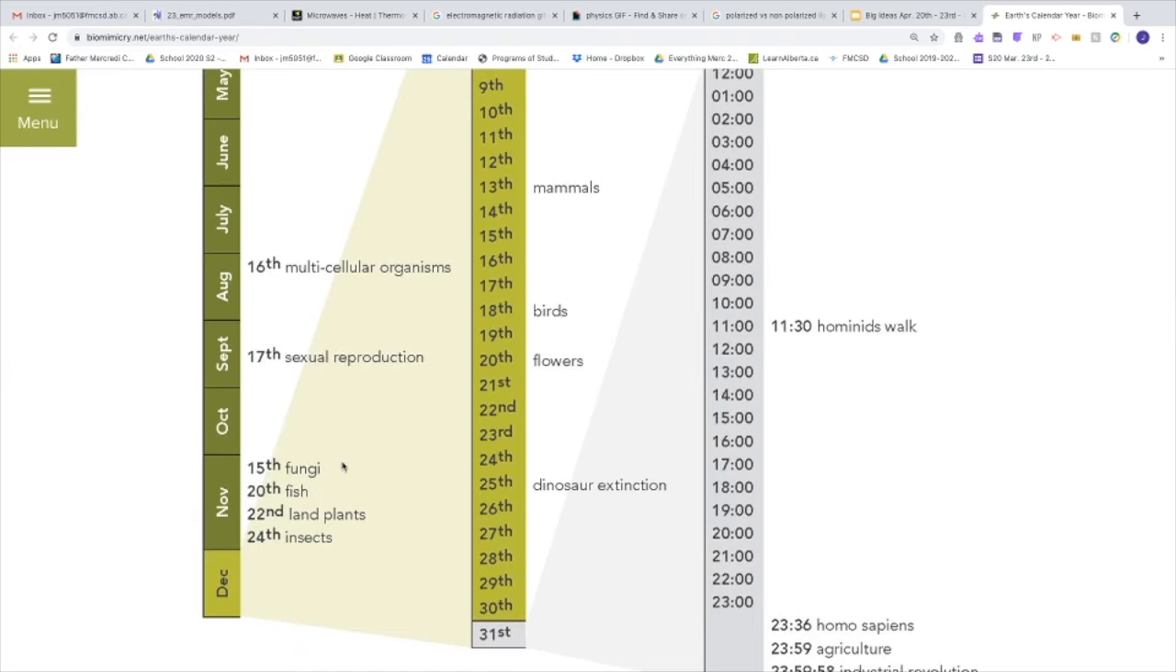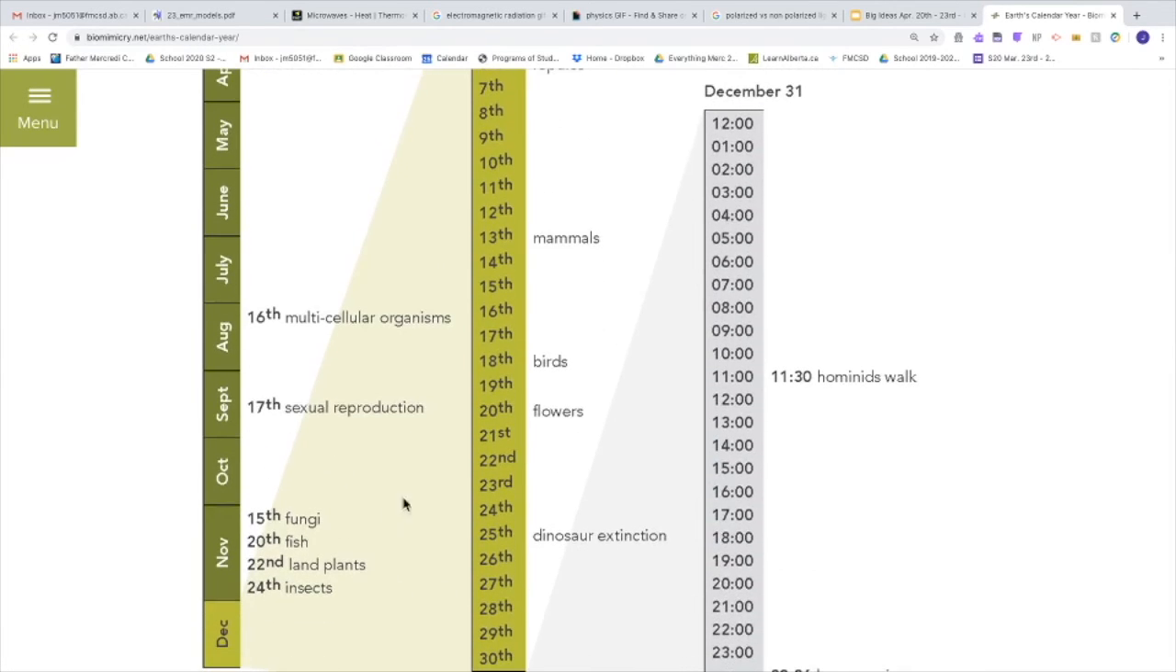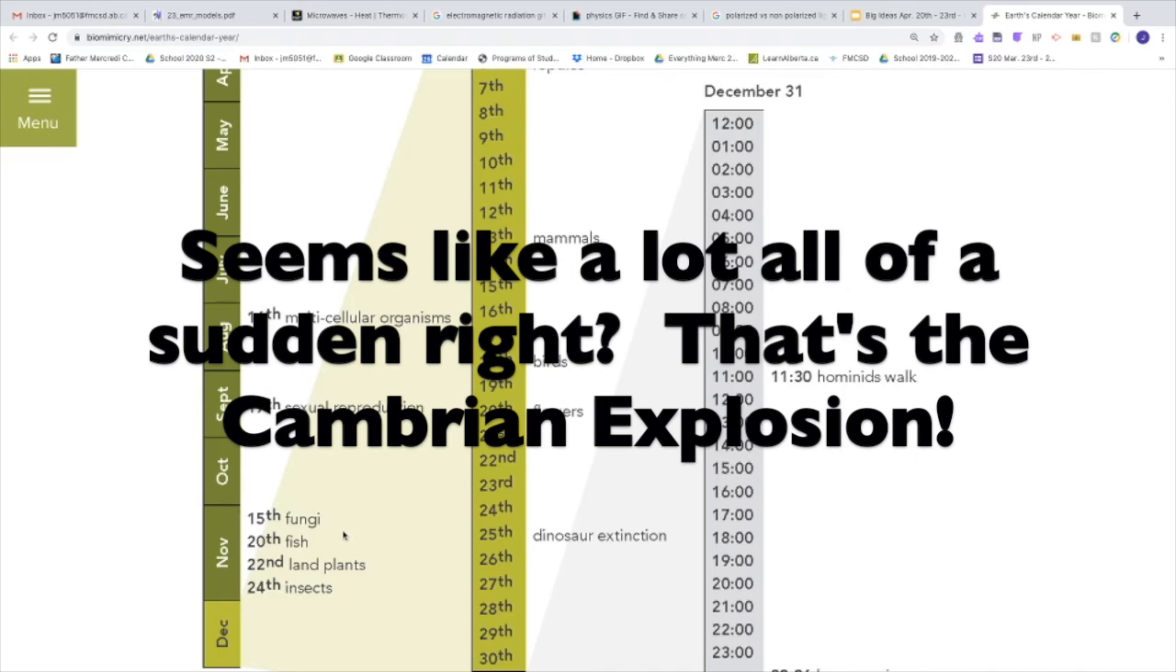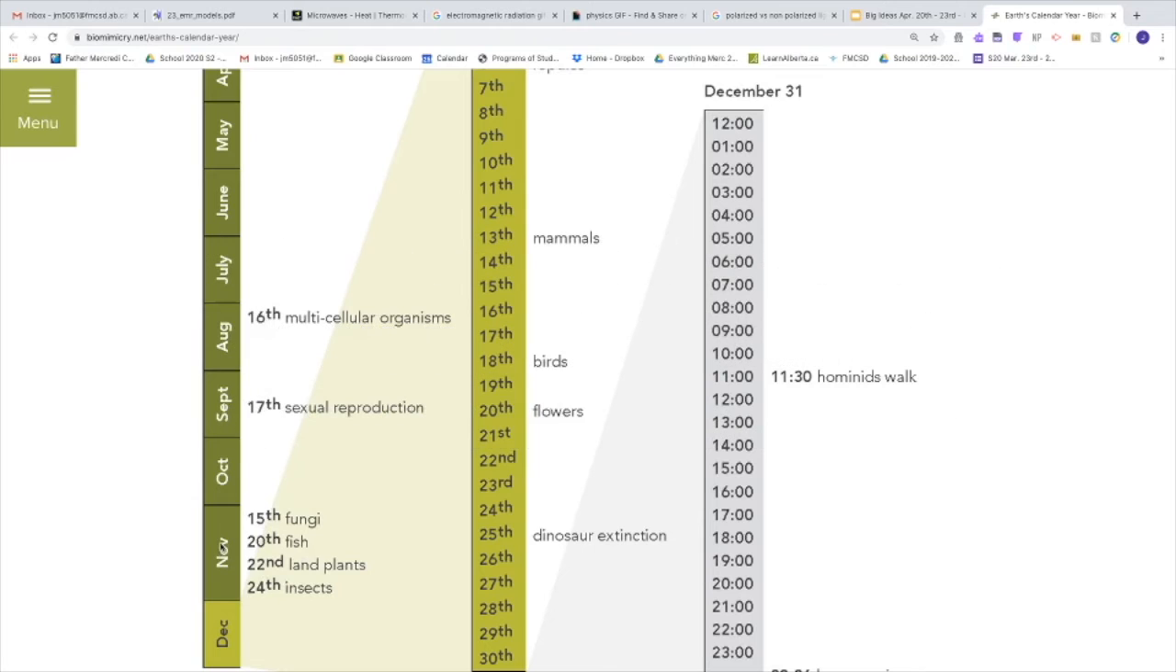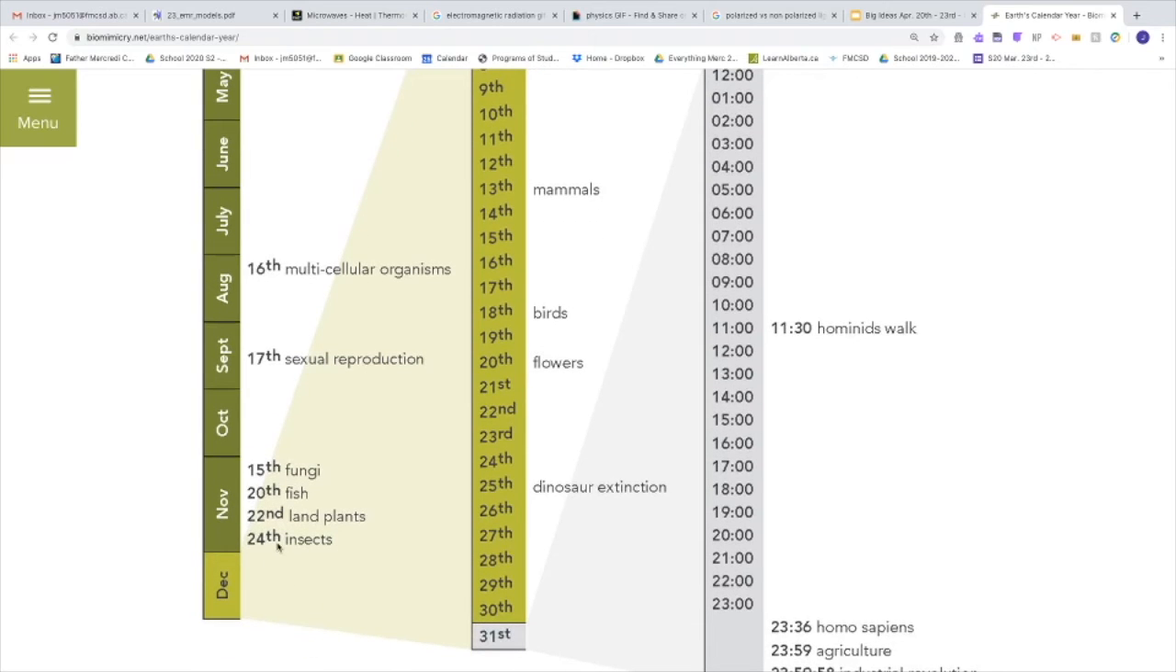Look at this. In November, we're finally starting to see some of the stuff you and I would actually recognize as life. In November, we're almost at the end of the year, almost at the end of the Earth's history. November 15th is when fungi first appear. That's mushrooms. November 20th for the first fish. No plants are even on land until November 22nd. Remember, December 31st of this year is where we are today. You only have to go back to November for fish to start appearing, the end of November at that.